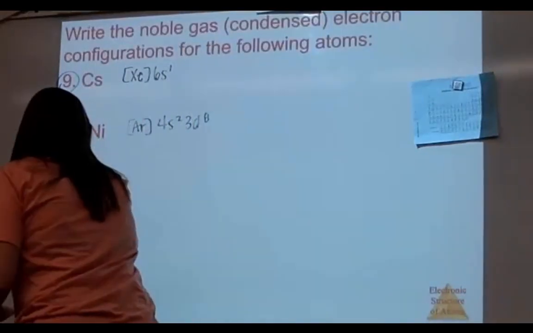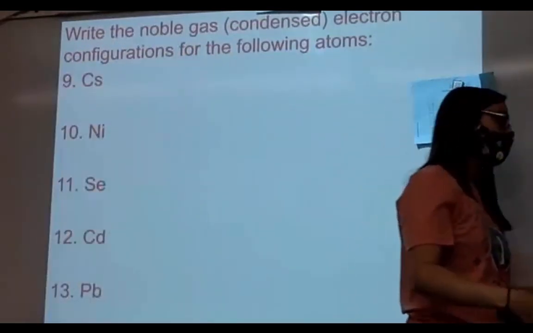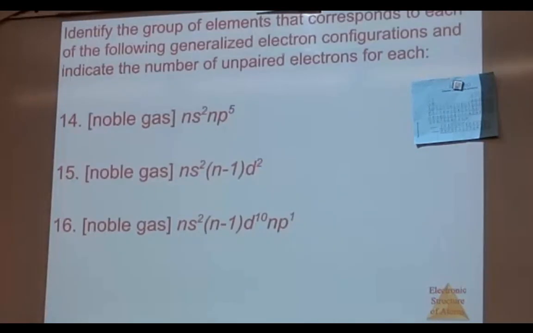The last thing that I want to look at are more of these AP-style questions. Now, AP does ask you questions like write the configuration. There are many free response questions that are write the electron configuration for this atom. But they also ask some questions like this. Right? When you look at this, you're like, what? So this says identify the group of elements that corresponds to each of the following generalized electron configurations and indicate the number of unpaired electrons for each.